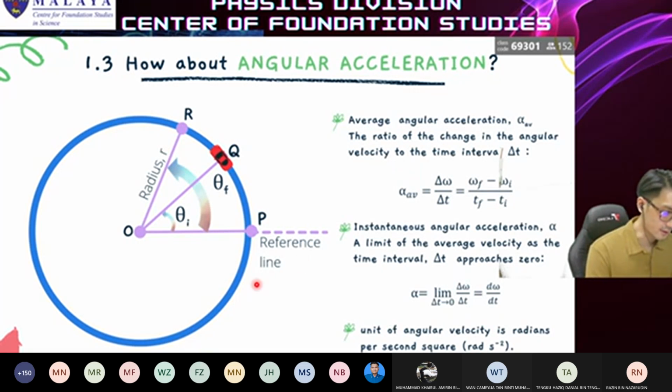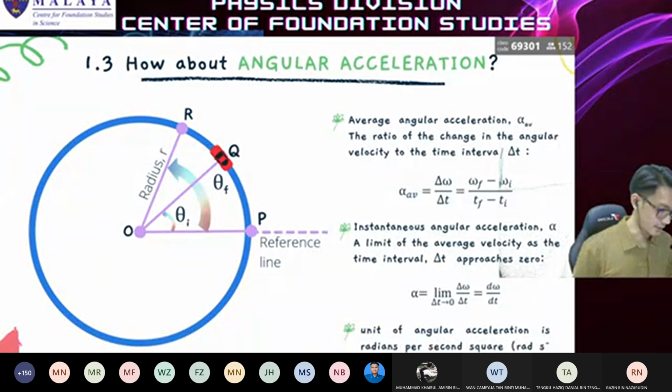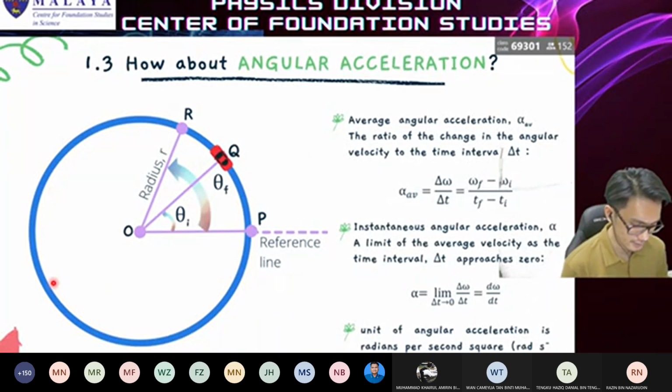And the unit for angular velocity, sorry yang ini bukan angular velocity, the unit of angular acceleration. Nanti you betulkan dekat you punya slide. Okay, unit for angular acceleration is radian per second square. Saya dah betulkan, nanti you betulkan kat slide yang I dah upload dekat Spectrum. Okay, next soalan.